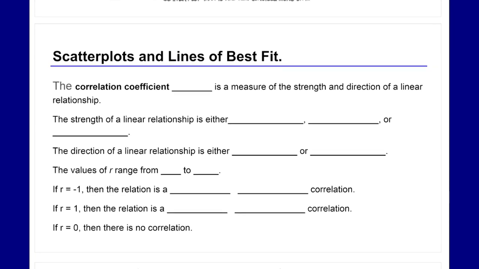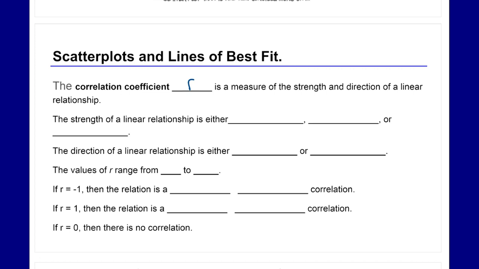So hopefully you know what a scatterplot is. If not, basically it's looking at two variables. It's looking at basically points on a graph. And with this scatterplot, we can get what's called a correlation coefficient. And this is sometimes called an R value. So correlation coefficient, or an R value, is a measure of the strength and direction of a linear relationship.